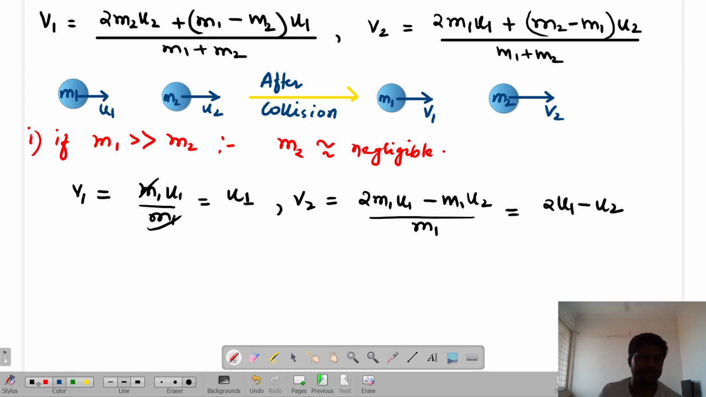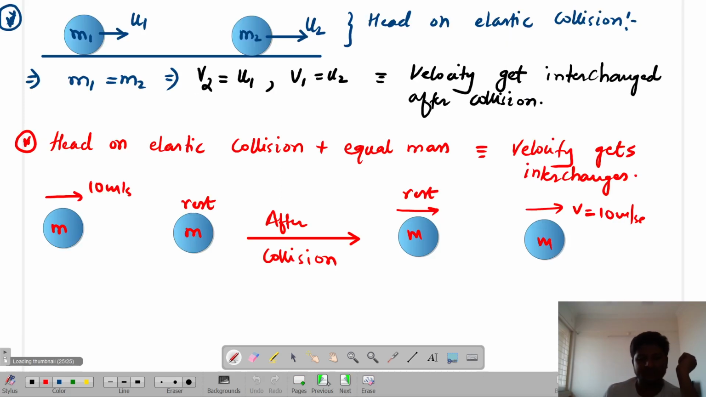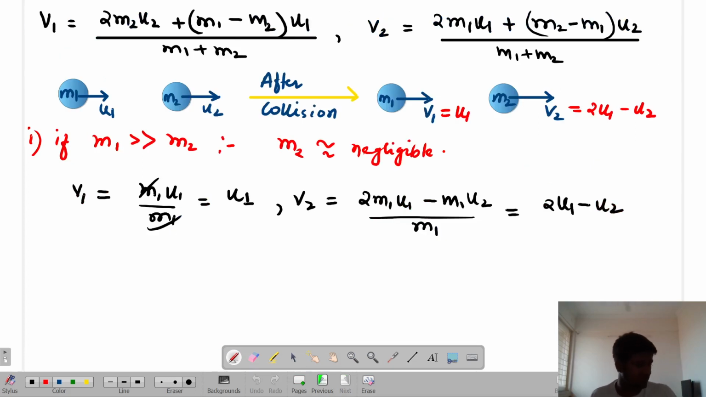Means what actually happens is that this v1 is exactly equal to u1, means m1 is still moving the same, but m2 moves with twice of u1 minus u2. Is that clear? Okay. So this is what actually happens for perfectly elastic head-on collisions with one heavier mass and one equal mass, and those are my only exceptions which will provide us the answers to each and every thing. Are you able to get me or not?